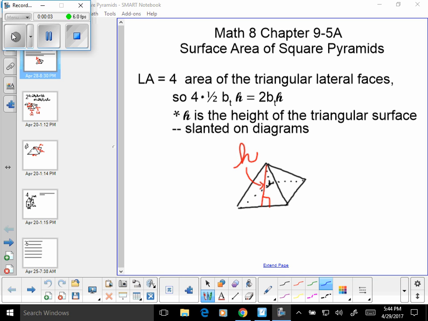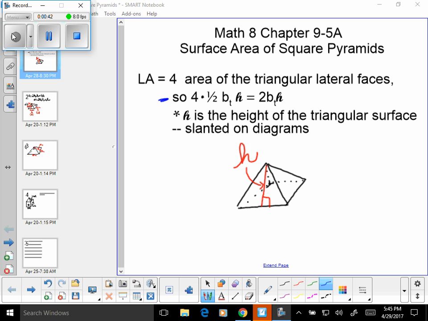Okay, class, we are ready to move on to the surface area of square pyramids. This is chapter 9.5a. The lateral area for a square pyramid is based on the fact that a square pyramid has four triangular lateral faces. If you recall, the area of a triangle is 1/2 BH. So we are going to take 4 times the area of the triangle, 1/2 base of the triangle times the h.